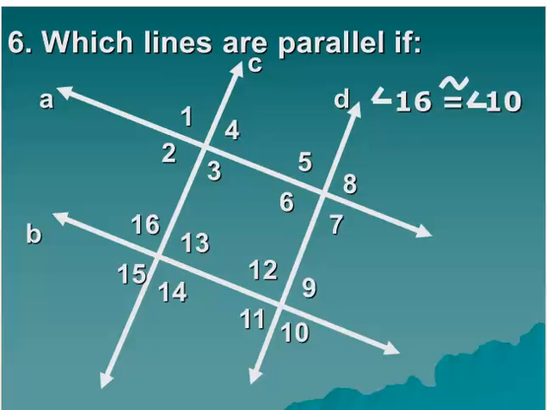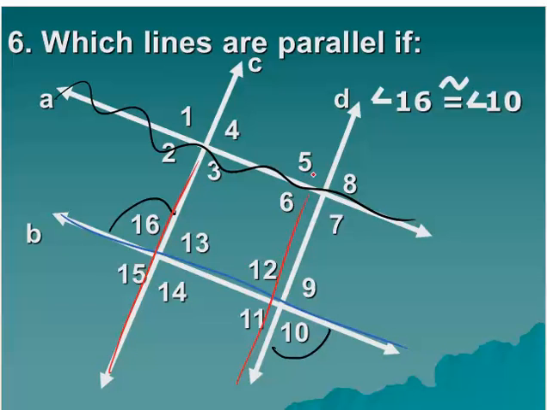Example 6. Which lines are parallel if angle 16 is congruent to angle 10? So angle 16 and angle 10, and this is the same picture used over and over. I notice that 16 is next to lines B and C, 10 is next to lines B and D, so I'm not using line A. Well, looking at angle 16 and angle 10, B is my transversal, and they're on opposite sides, so they're alternate, and they're outside of my 2 lines.